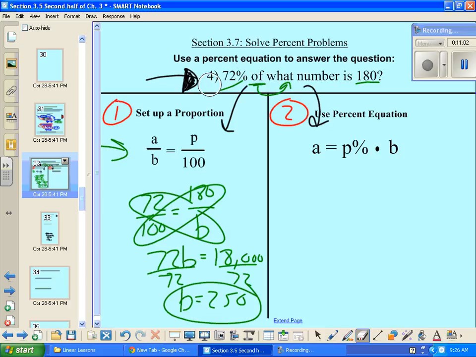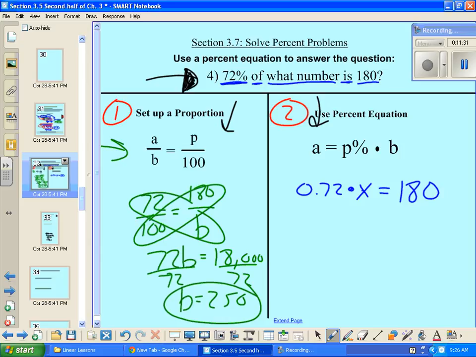Now I'm going to take the same problem and solve it with a percent equation instead. I'll do this one in blue. So if I look at this problem, 72%. In this type of problem, if I'm going to change this into a percent equation, I'm going to have to write that as 0.72. The word of is going to be a multiplication sign. What number is like my variable, so I'll just use x. Is an equal sign, and then the number 180 is just going to stand for itself.